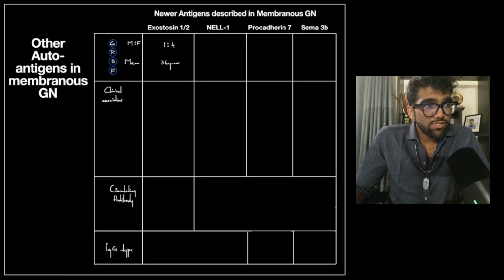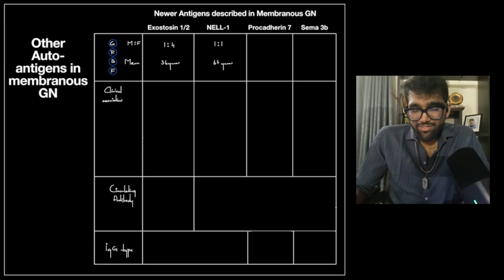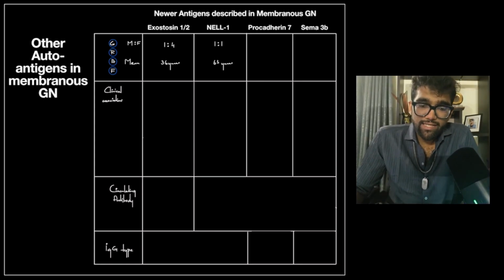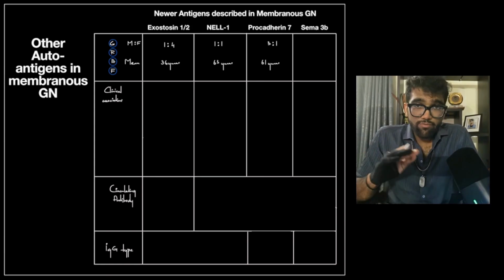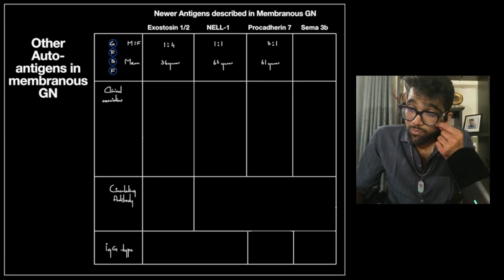Okay, so exostosin 1 and 2 antibodies first of all occur usually together and occur in SLE patients. So they much more commonly occur in ladies than they occur in men. So the male to female ratio is 1:4. The mean age at diagnosis is quite young, that is 36 years. Now, NELL1 is almost equal, male to female 1:1, and the mean age of presentation of patients with NELL1 antibody positivity is 63 years. PCDH7 is the reverse of exostosin in terms of the male-female ratio. So it is 3 times more common in men than in women, and also occurs in older people.